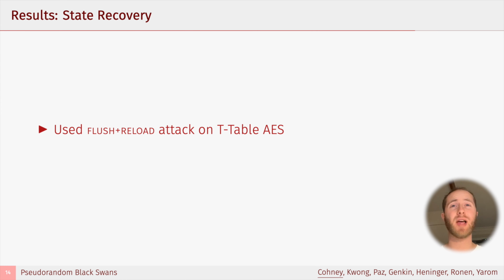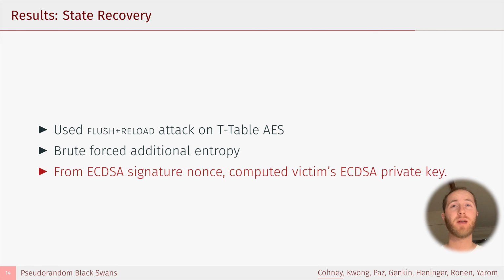What did this process look like in practice? We used Flush+Reload to attack the software AES implementations used across the various libraries. We brute forced any additional entropy used by the implementations. And then, from the ECDSA signature and nonce, we computed the victim's ECDSA long-term private signing key. With the key in hand, our attacker can generate fraudulent signatures, thereby successfully impersonating the client.